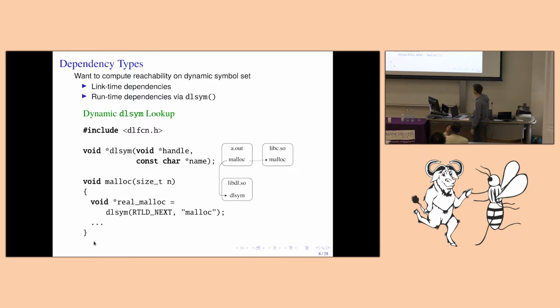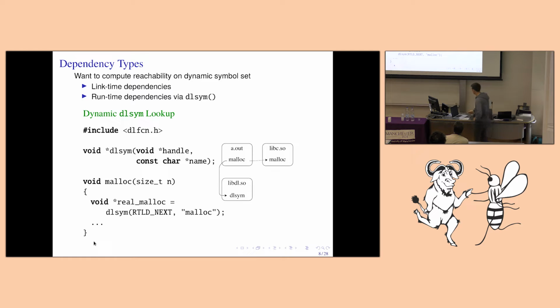There are harder cases, of course, such as runtime dependencies, say via the dlsym interface. The linker has no way of knowing. It could have been user input instead of malloc at that point. So no one knows what dependency edge we should add, and it's shown in a dashed line there: malloc in a.out to malloc in libc.so.